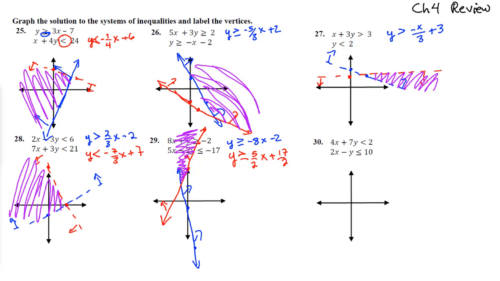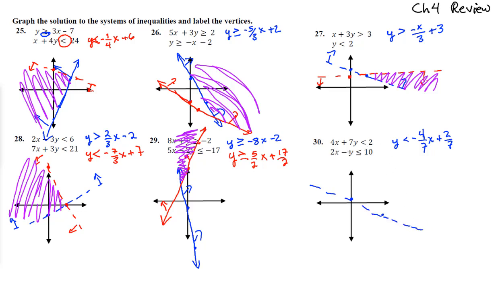All right, number 30. 4x plus 7y is less than 2. So if we subtract 4x, we get negative 4x divided by 7, so that's on the x, and plus 2 sevenths. Okay, so we're at positive 2 sevenths. We do 1, 2, 3, 4, 1, 2, 3, 4, 5, 6, 7, negative 4 sevenths, and this is a dashed line.